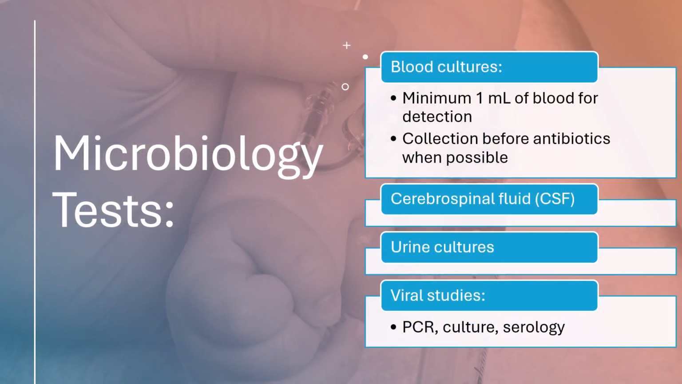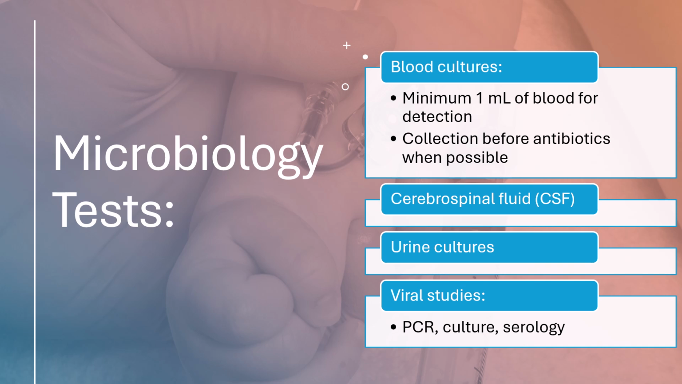Microbiology tests are critical for diagnosing infections. Most blood cultures require a minimum of 1 ml of blood for adequate detection of bacteremia. However, some newer blood culture products can go a bit lower. Ideally, blood cultures should be collected before antibiotics are started, though in critically ill neonates, treatment shouldn't be delayed for culture collection. CSF cultures are essential when evaluating for meningitis, and urine cultures help diagnose urinary tract infections.